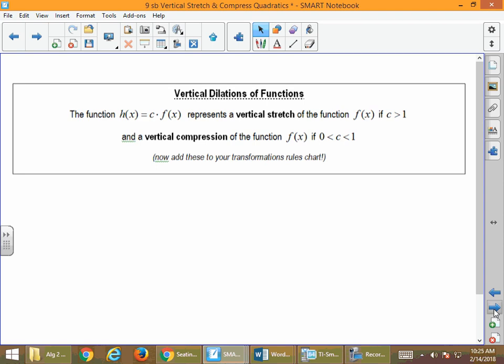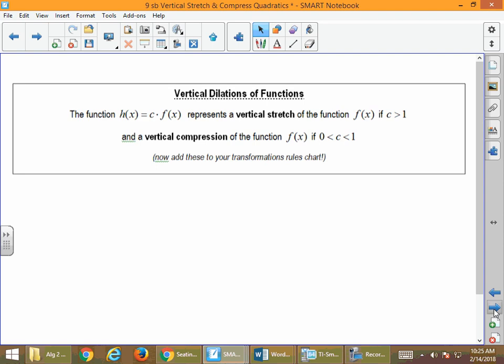But vertical dilations. You see that word dilation, and I always think of going to the eye doctor. The eye doctor puts those special eye drops in your eyes, and then your pupils get super big and you can't see anything. Well, in math, dilation means that it can get bigger, but it also means that it can get smaller.